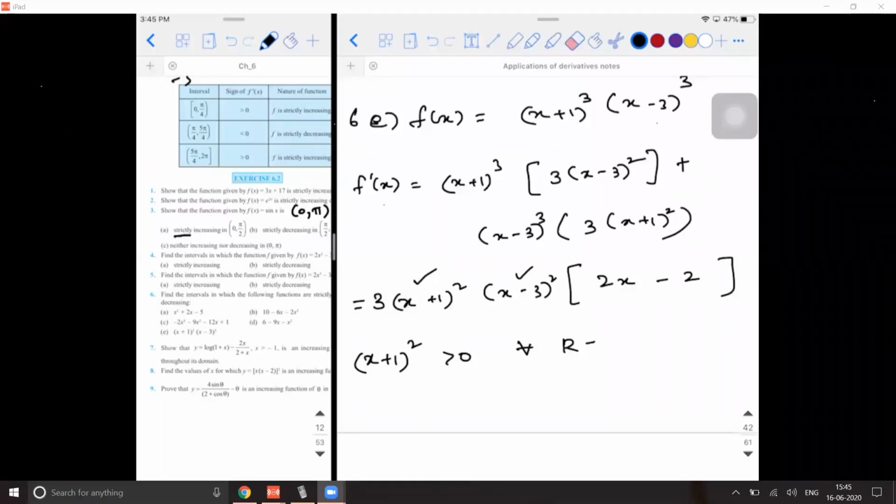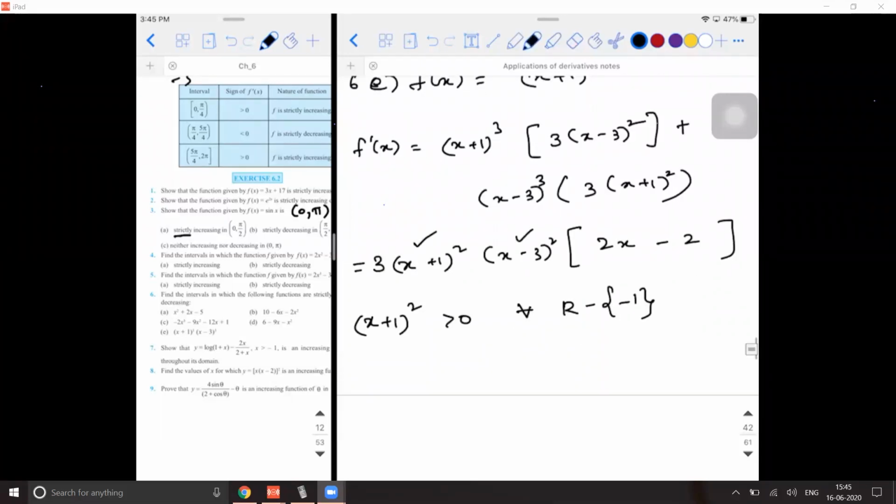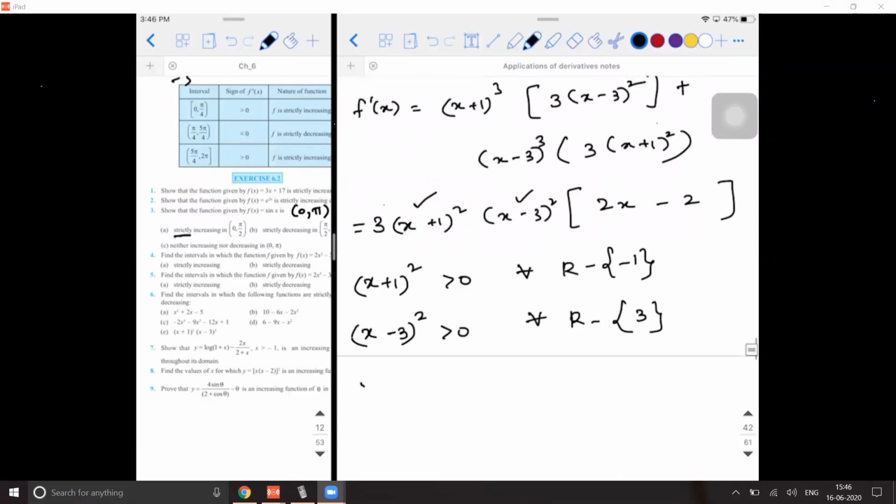Now I'm verifying. So (x plus 1) the whole square is greater than 0 for every real number except minus 1. Similarly, (x minus 3) the whole square is always greater than 0 for all values of real number except 3, right? So when you're trying to take that value to the other side, because you have to solve the inequality, right? For increasing, see what I'm going to do.